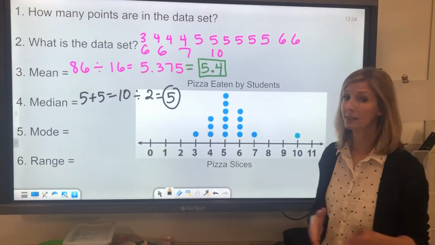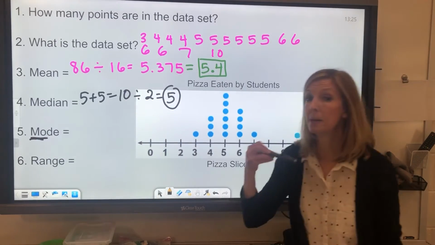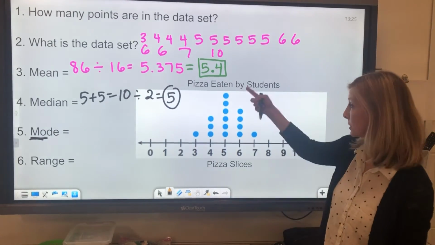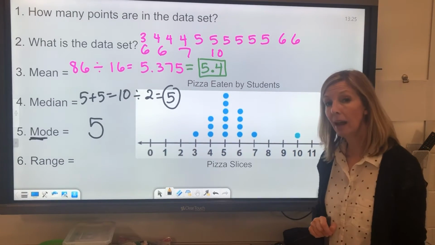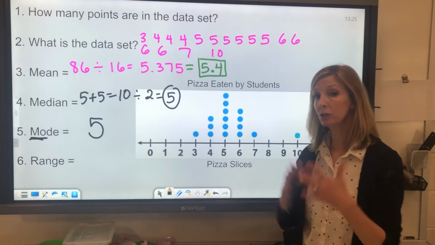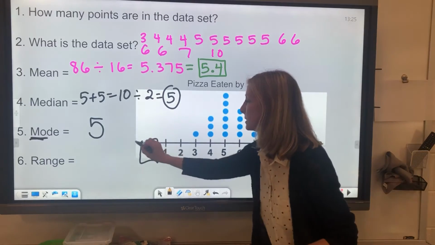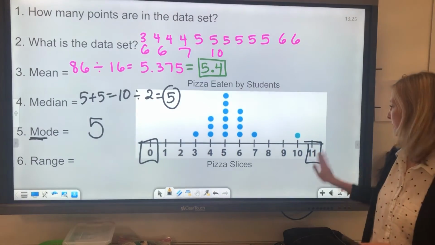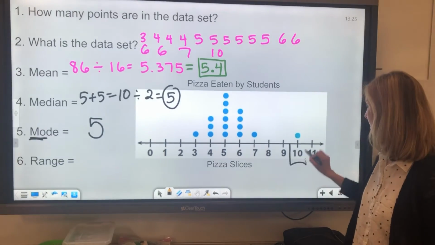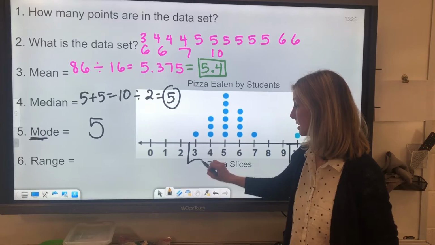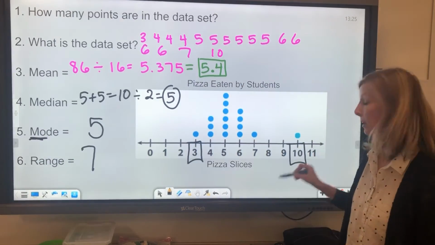How about the mode? Remember, I said the mode is really easy to find. Remember, the mode, M-O, is the number that shows up the most. Well, which number do you see the most? Obviously the 5. And finally, the range, that's your largest number minus your smallest number. But be careful, it's not 11 minus 0. I don't have any data above the 11 or above the 0. The largest one where I have data is the 10 minus 3. So my range is 7. All right, let's look at another example.